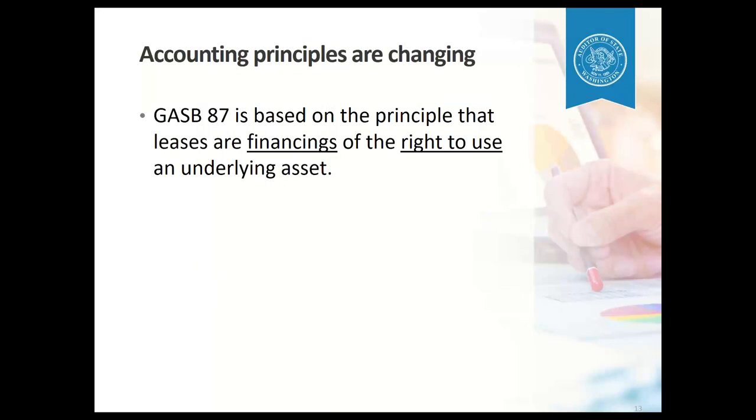Well, accounting principles have changed. GASB 87 is based on the principle that leases are financings of the right to use an underlying asset. And this is a conceptual change when you think about it. It means that something that used to just go through your operating statement, a regular monthly, quarterly, annual payment, now this information is going to end up on your statement of position, which is right where the users of your financial statements want it to be.